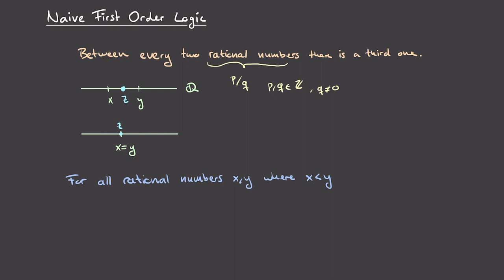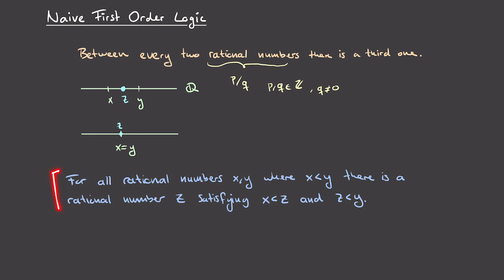Okay, now for any two such numbers, x and y, we want to say that there is a third one lying strictly between them. So there is a rational number z, and what does this z satisfy? It satisfies that on the one hand, it lies strictly to the right of x, so z is greater than x, and on the other hand, it lies to the left of y, so z is strictly less than y.